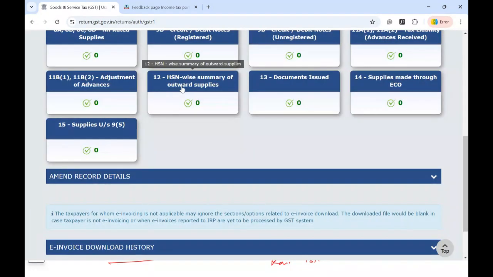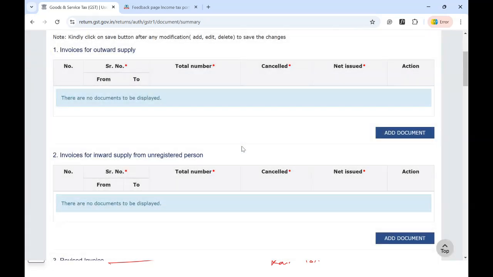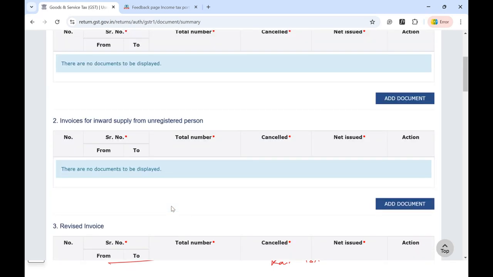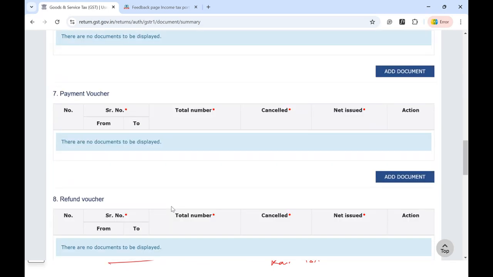After providing details of the HSN-wise summary of outward supply, we are required to provide the documents issued by us. In the period, we have issued various documents. Say I have issued invoices for outward supply, some purchases on which I am supposed to pay tax under the reverse charge mechanism, and I have revised my invoice, debit note, credit note, receipt note, etc.